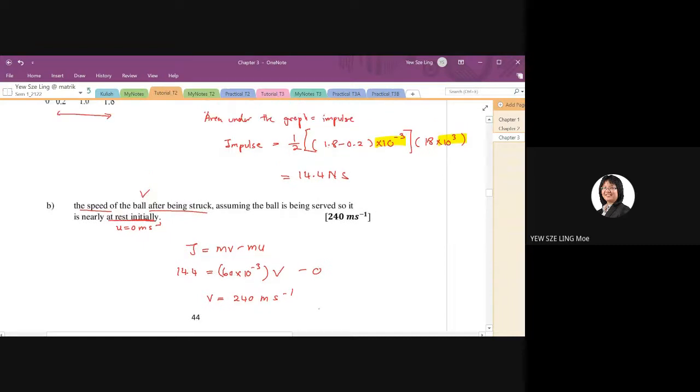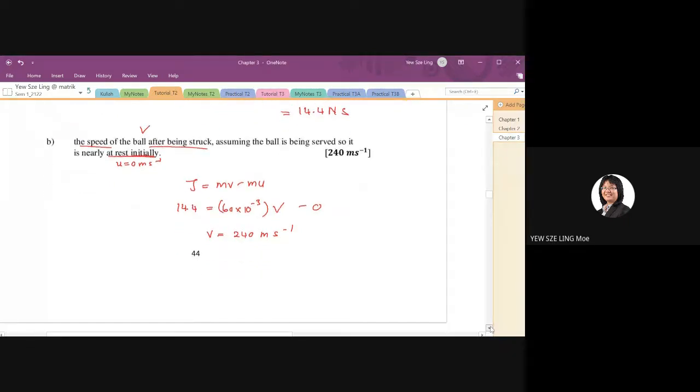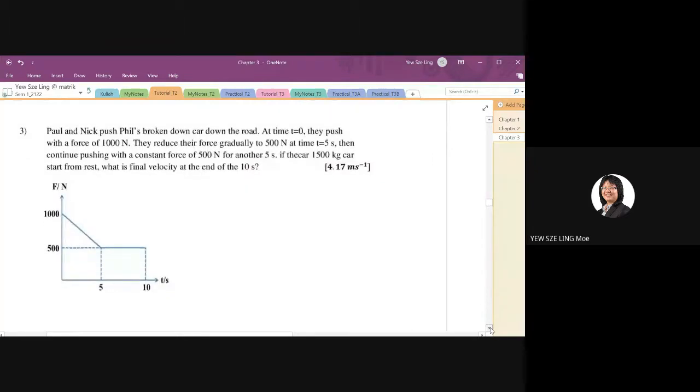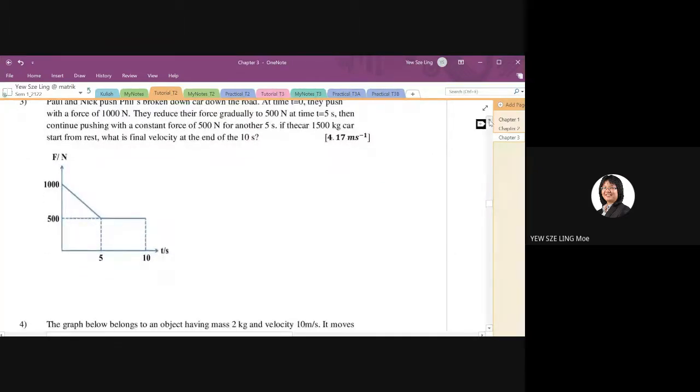So that is question 1 and question 2. So if you're done, then you try question 3 first. Question 3 is very similar to this question.